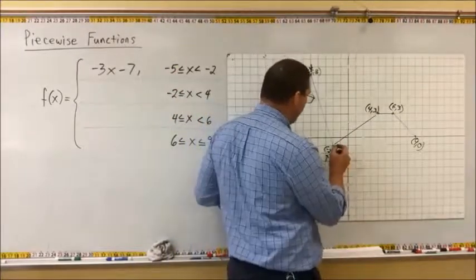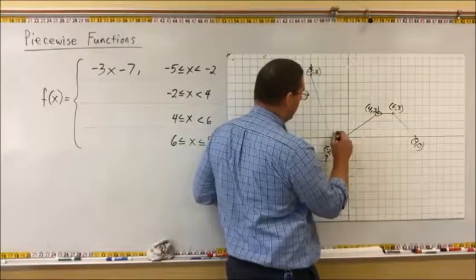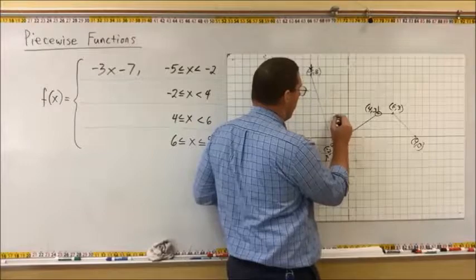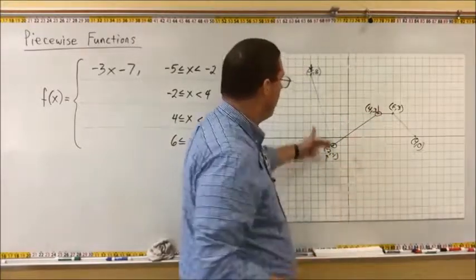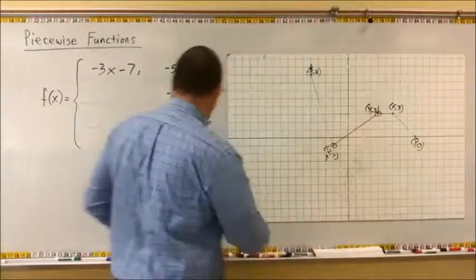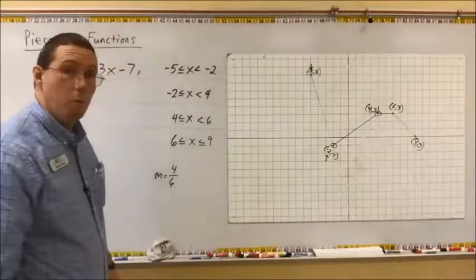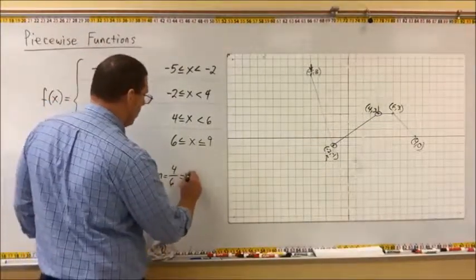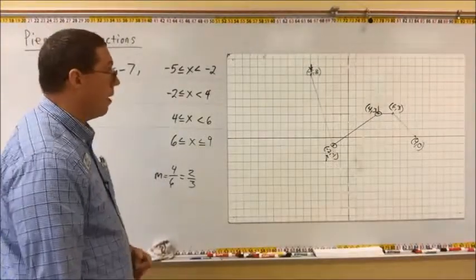If I look on here, I'm going from this point up to this point. So I'm going up 1, 2, 3, 4, and over 1, 2, 3, 4, 5, 6. So that's 4 over 6. So my slope is 4 over 6. Well, 4 over 6 reduces to 2 over 3. So I know my slope is 2/3. Okay?